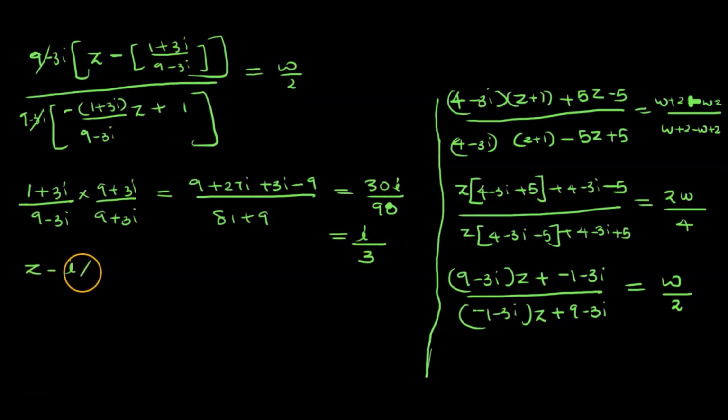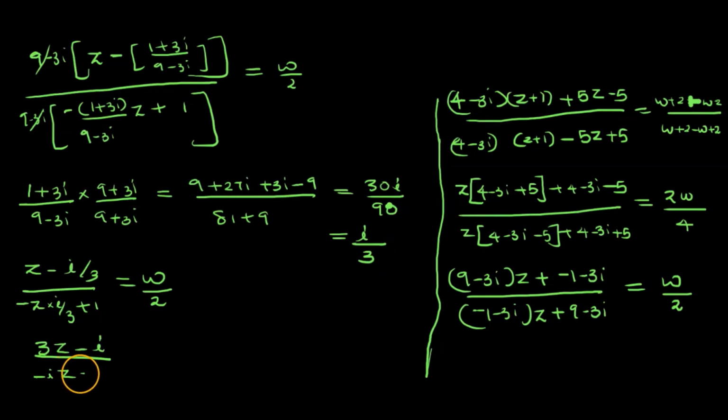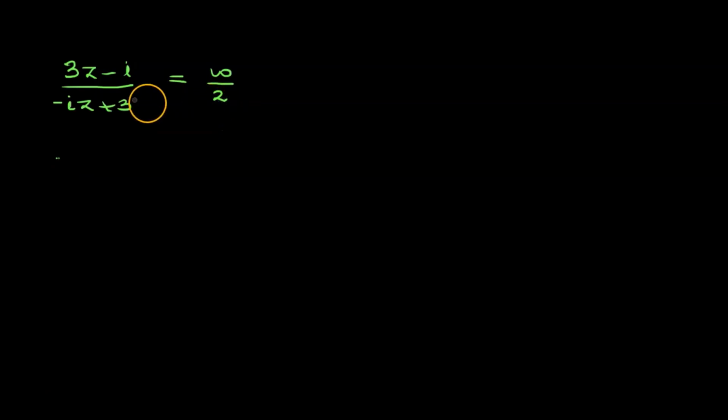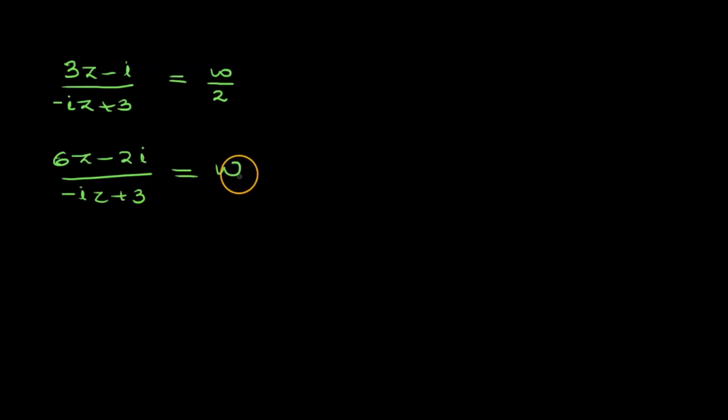For rewriting it, z minus i by 3 divided by minus z into i by 3 plus 1 equal to w by 2. That is, multiply with the 3, 3z minus i divided by minus iz plus 3 equal to w by 2. So 2 into, take it to this side, 2 into 3z, that is 6z minus 2i divided by minus iz plus 3, which is equal to w.